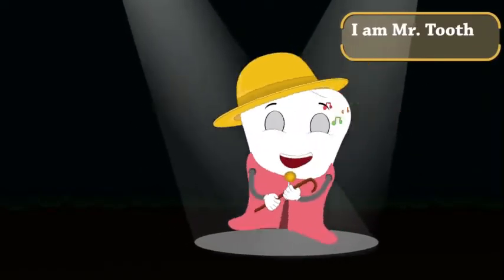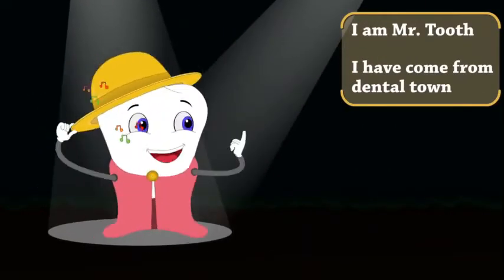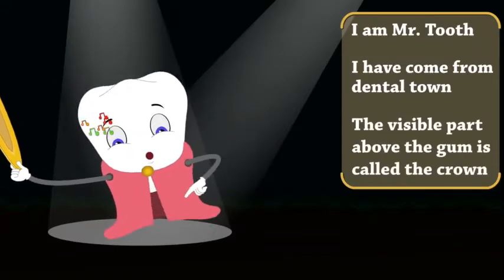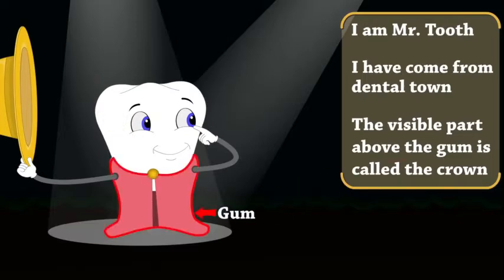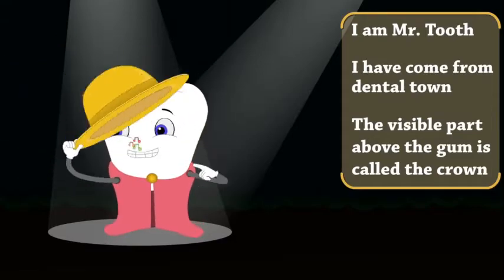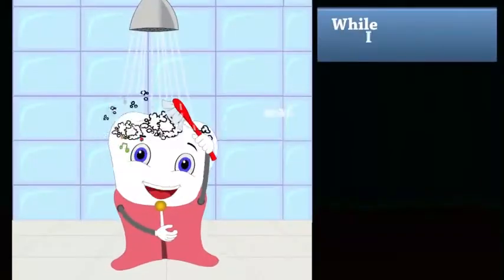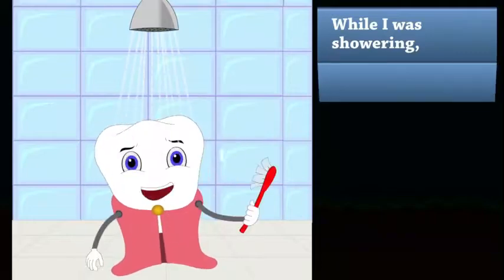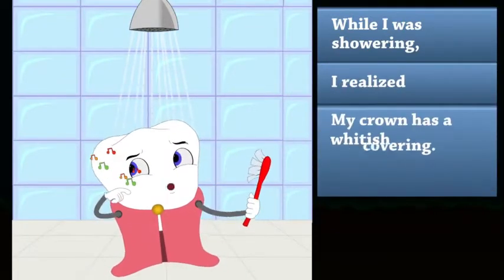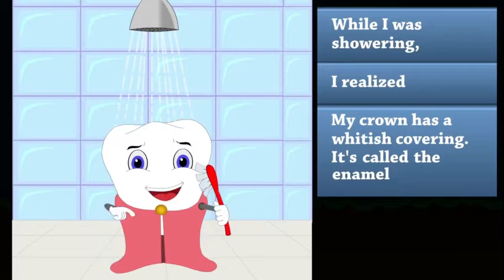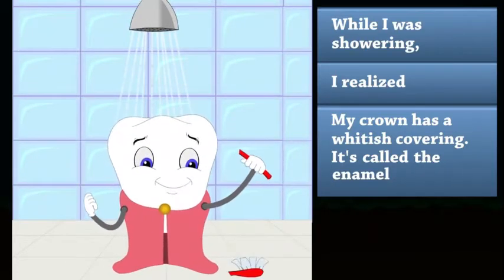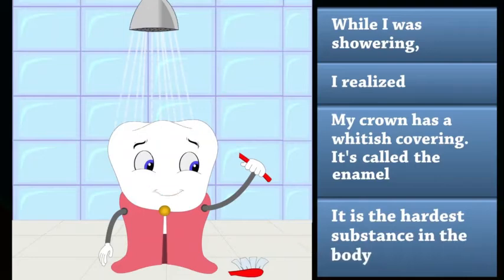I am Mr. Tooth, I have come from Dental Town. The visible part above the gum is called the crown. While I was showering, I realized my crown has a whitish covering. It's called the enamel. It is the hardest substance in the body.